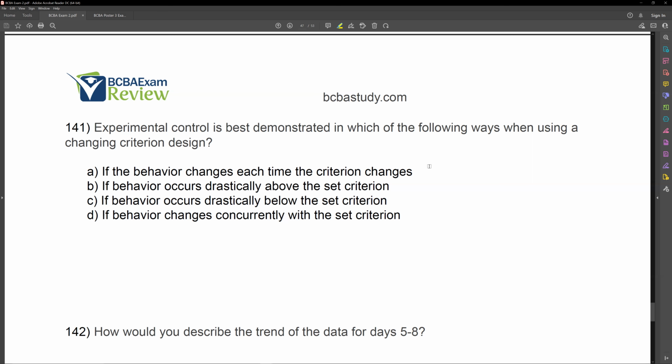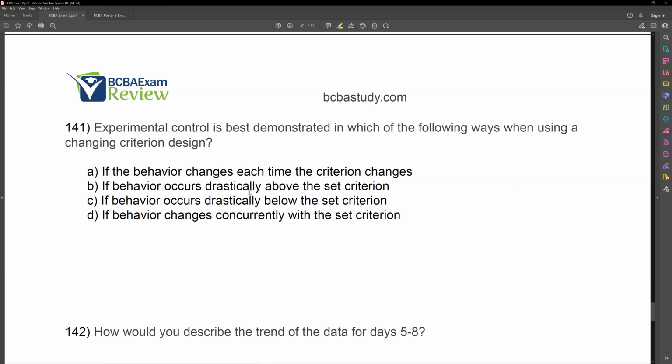Be careful. This is what they'll do on the exam. They'll use an answer like this, kind of vague, right? But looks okay. But when you think about it, if we're changing the criterion and the behavior is changing, does it specify the behavior changing with the criterion? No. Just because the behavior changes doesn't mean the behavior is changing how we want it to. If I increase my criterion and the behavior decreases, is that experimental control? No. So A is actually wrong.